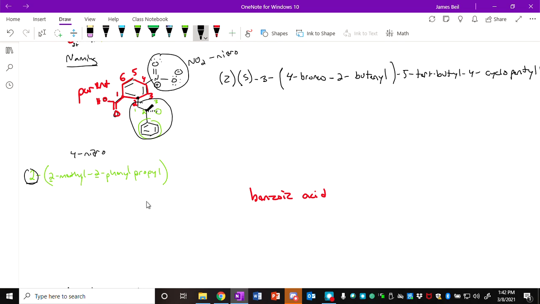So then I would place those in alphabetically. M comes before N, and so the full name would be 2-(2-methyl-2-phenylpropyl)-4-nitrobenzoic acid.